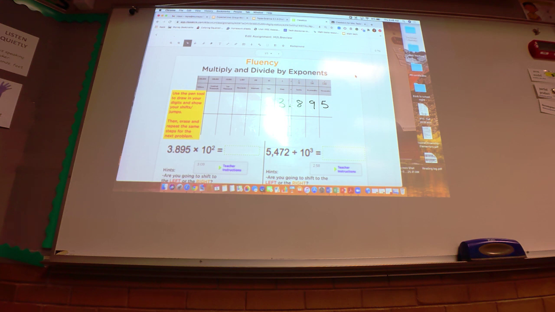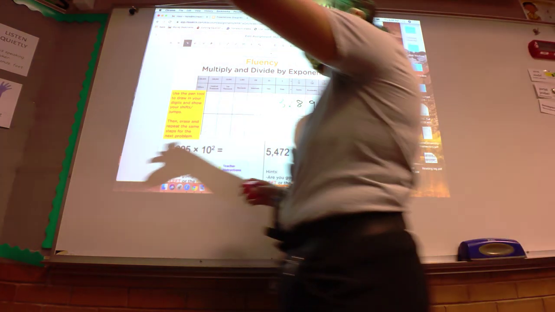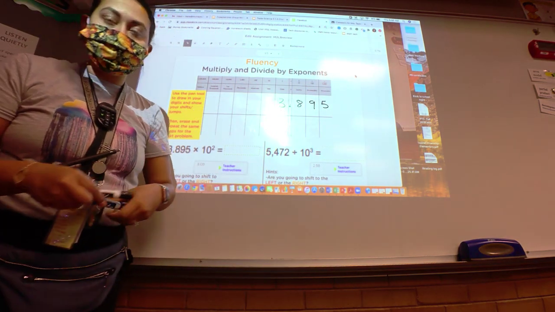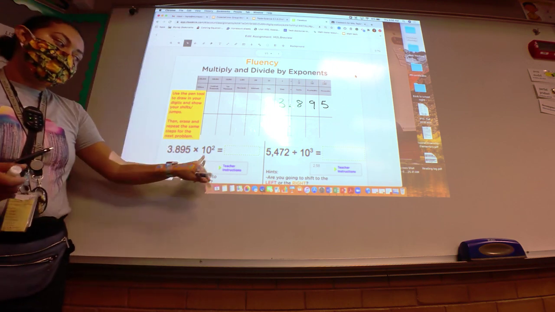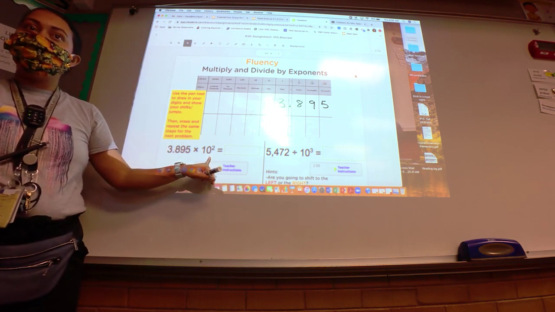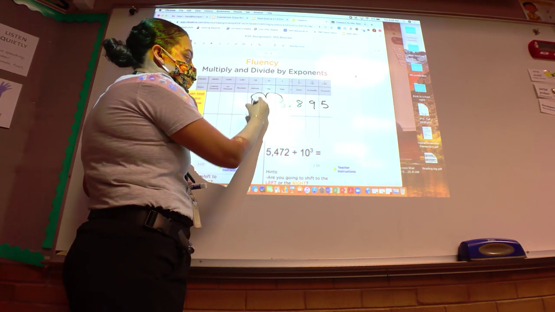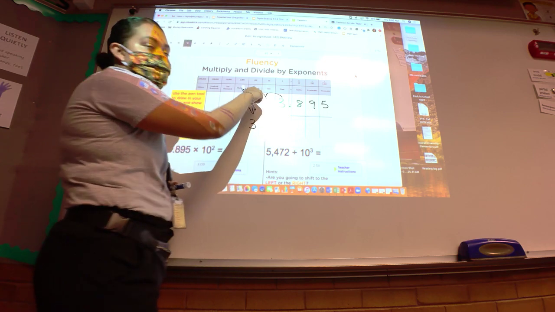So remember, because we're multiplying or dividing by powers of 10, the trick is to just shift your digits, okay? So because we're multiplying, are we going to shift to the left or to the right? Left. To the left, right? Because our digits will have a bigger value when we go to the left. How many times? So how many powers of 10 do we have? Good, Sophie, 2. So 2 for each digit. So starting in the ones place. 1, 2. So now we have 3 in the 100.